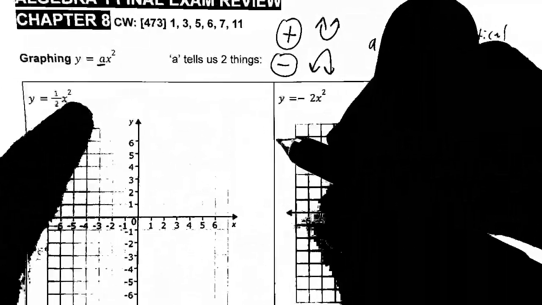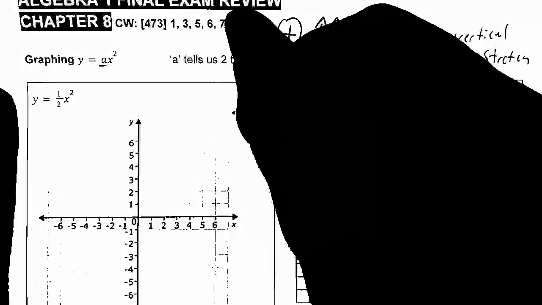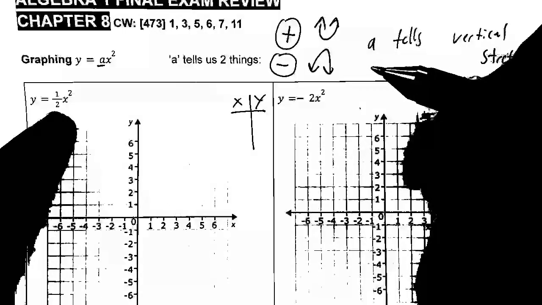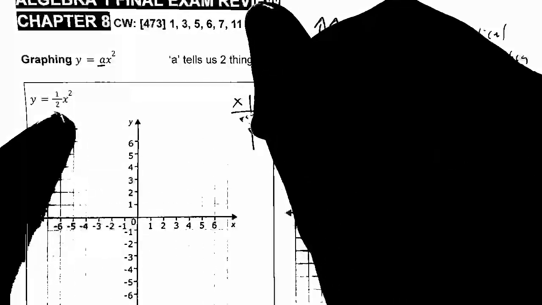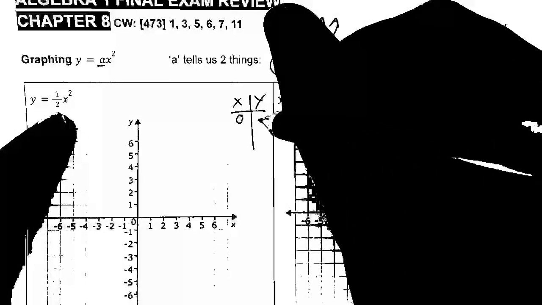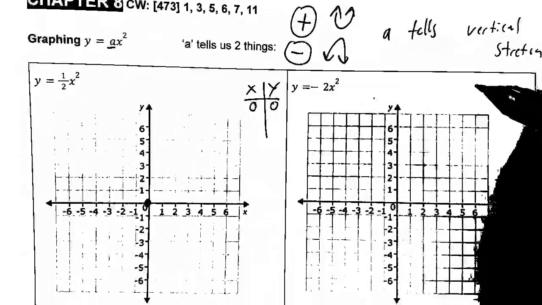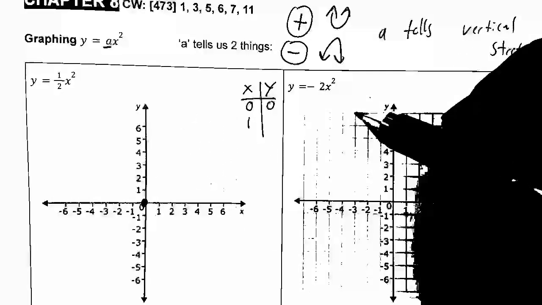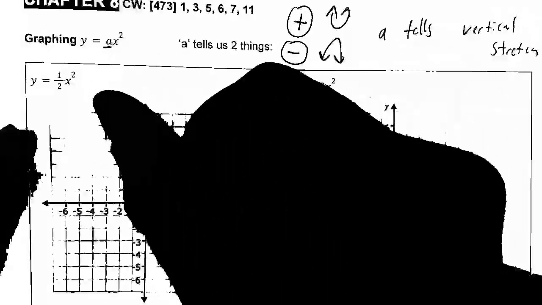Where do we start? What's a good thing to do when you're trying to graph a function? You want to make a table, right? With x and y. What's a good number to try? 0 is good, right? What's 0 going to be? 0 is going to be 0. That's easy. What's another good one to try? 1. What's 1 squared? 1, and then divide by 2. It's going to be 1/2, right?